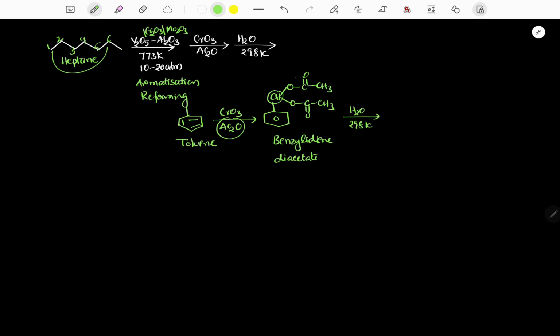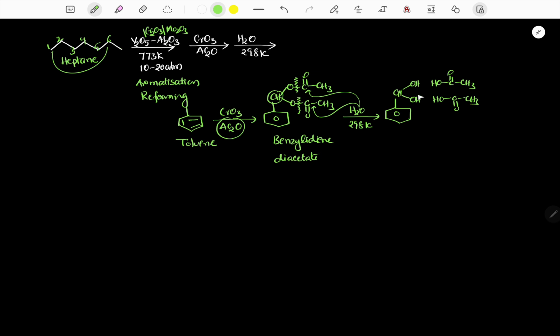And this ester undergoes hydrolysis. This is the only possibility we have left. So here H2O attacks and here H2O attacks. Therefore finally it gives the corresponding product CH(OH) and the corresponding carboxylic acid.